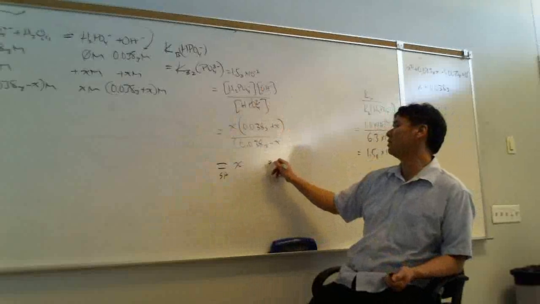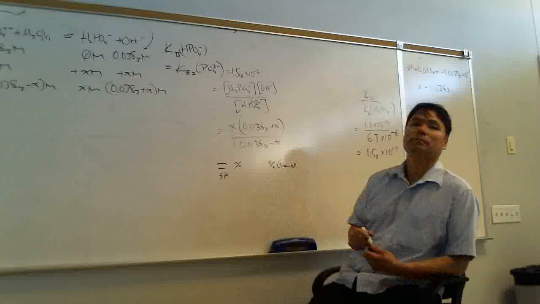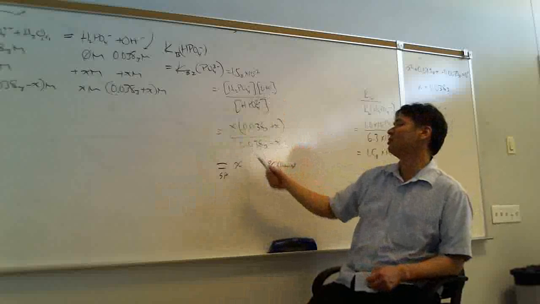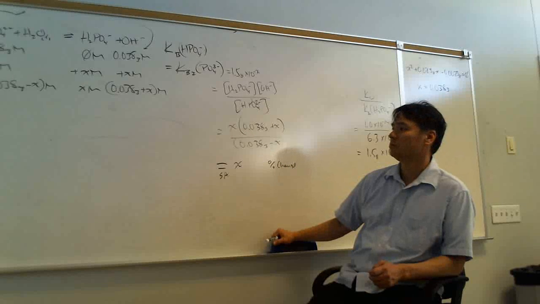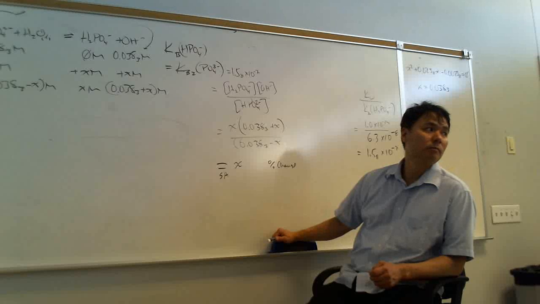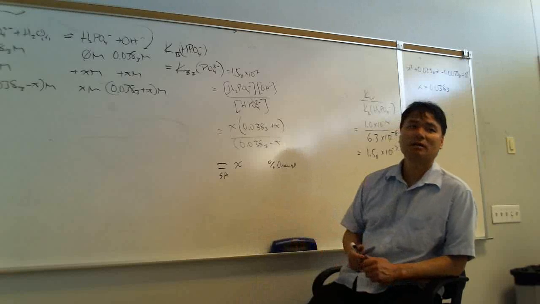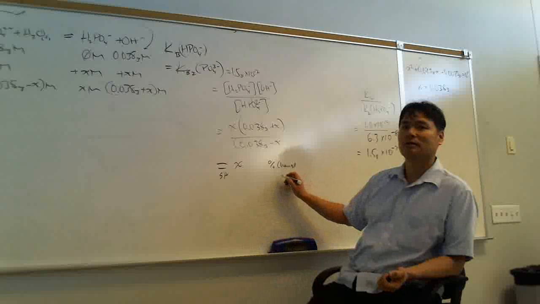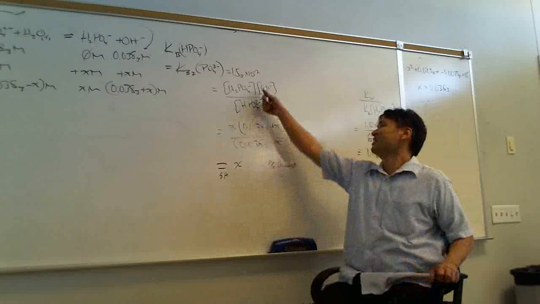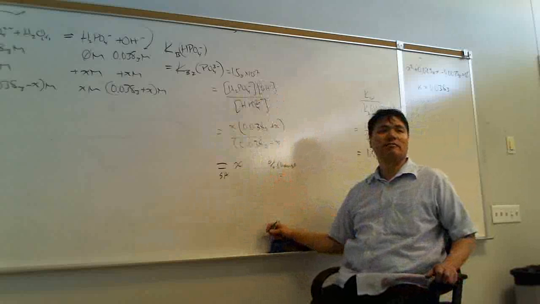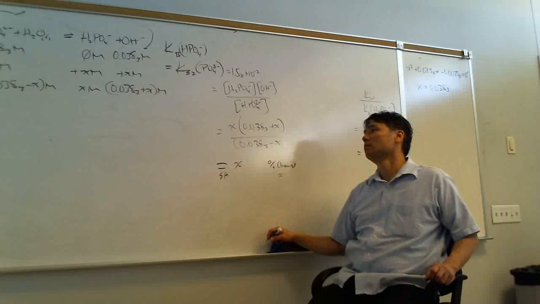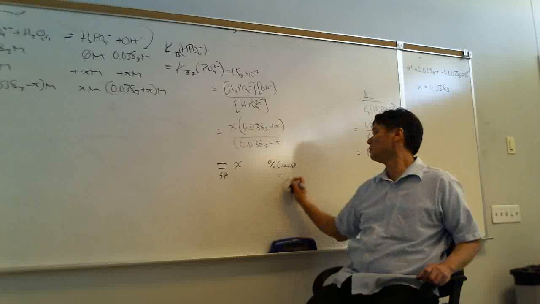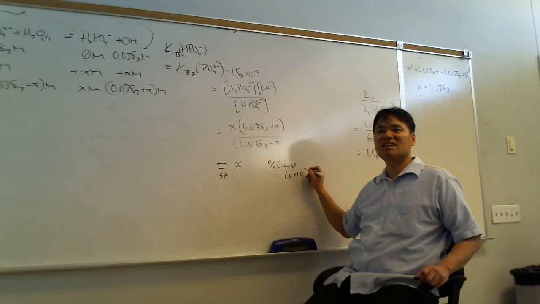What is the percent change here? It would be the change, which is X, divided by the initial 0.0383, times 100. Less than 5%? What is it? It should be way less, because this is 10 to the minus 7, and this is like 10 to the minus 2. It's going to be very small.